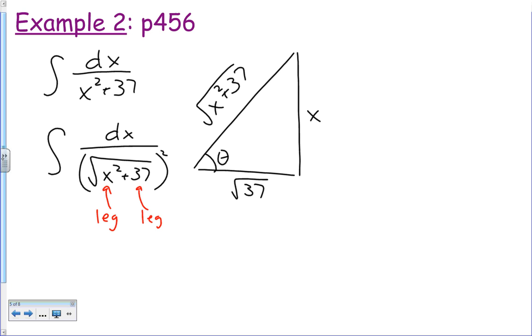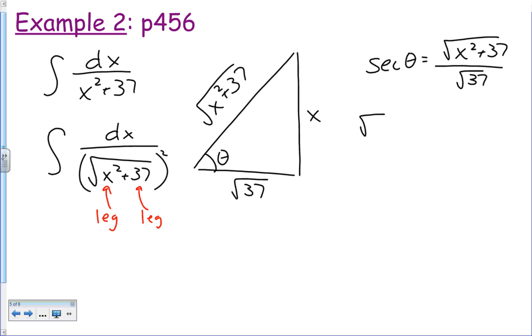All right, so now let's find out what that radical is equal to. Again, we want the hypotenuse as the radical and the horizontal leg there is the constant. So that sounds like secant. Secant of theta is equal to the square root of x squared plus 37 divided by the square root of 37.